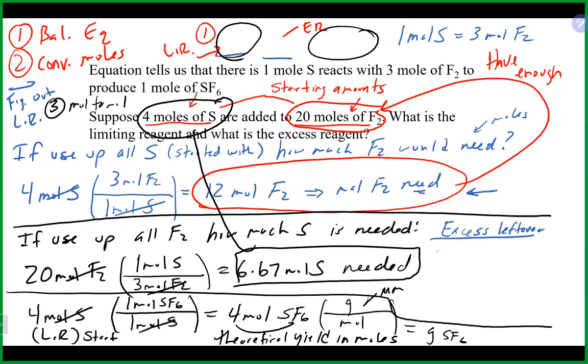we would take our starting moles of F2, which is our excess reagent, which was 20 moles. And we know we need to use 12 moles of it to use up our limiting reagent, which means when this reaction is over, we should have 8 moles of F2 left over, which once again, if we want to know how many grams that is, we could use the molar mass and figure out how many grams of the F2 would be left over.